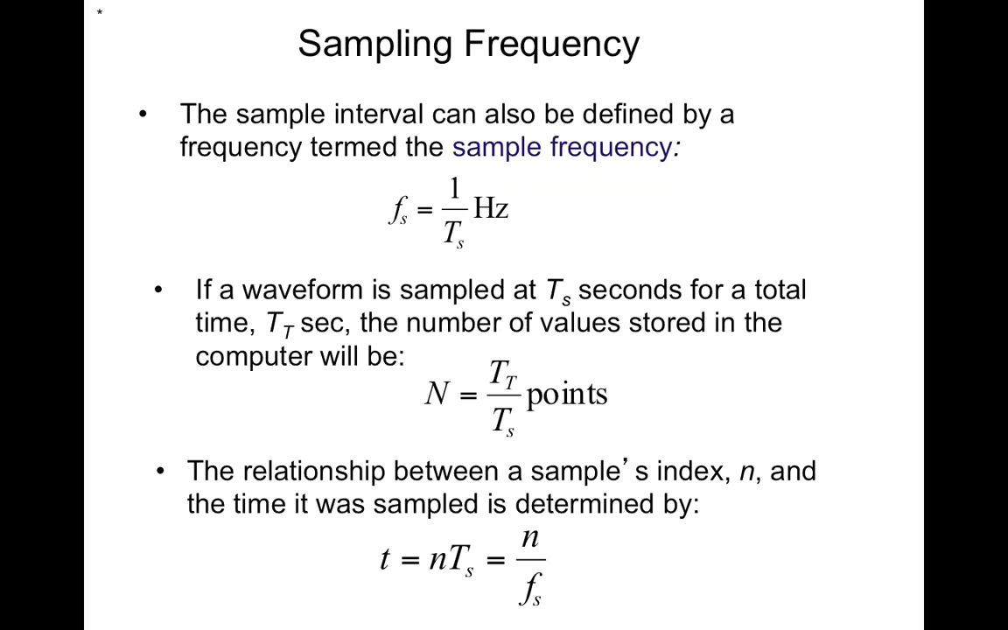The sampling interval can also be defined by the sampling frequency, which is just 1 over the sampling interval. If we sample at T sub s seconds, and we do that for a total of T sub t time, then we get the number of points in our data record, capital N. The relationship between the sample index and the time it was sampled is t equal to n over f sub s.